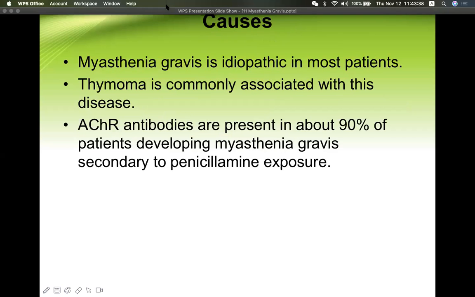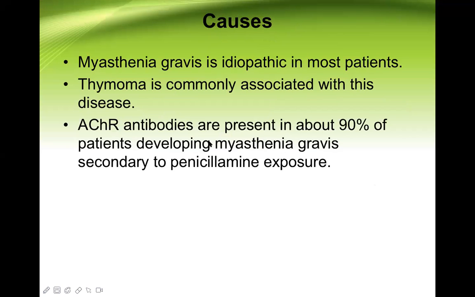Now let's talk about what the causes are. In many people, this is an idiopathic condition. We don't know exactly what the cause is. One condition is known as a cause of myasthenia gravis, and that is thymoma. This is a self-explanatory term. It is a tumor which develops from the thymus gland, and this is usually a malignant type of tumor. So thymoma is commonly associated with this disease.